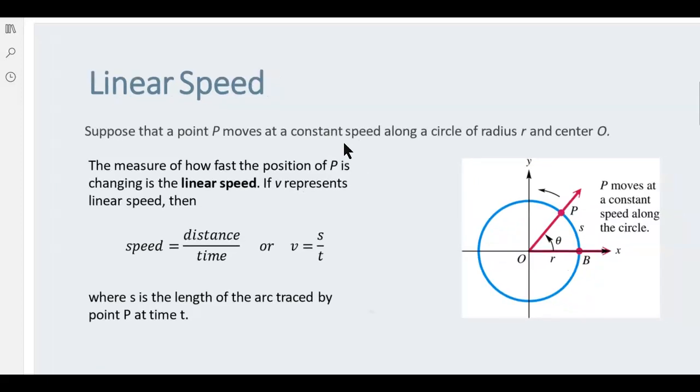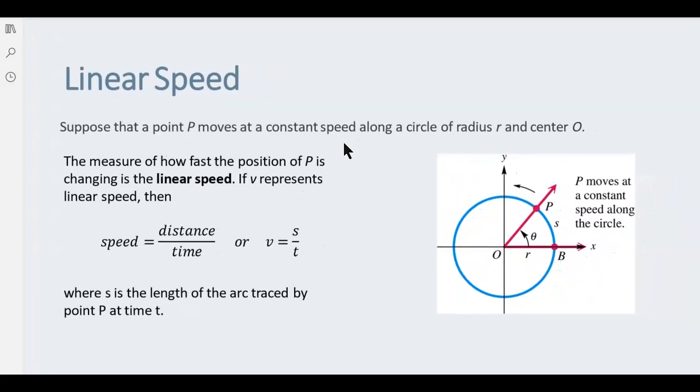The linear speed has to do with a line or a measurement that, in this case, is on the outside of the circle. We're looking at a point that is moving around a circle. We're giving that point the variable p. And we're looking at the distance that it's traveling over a particular amount of time.